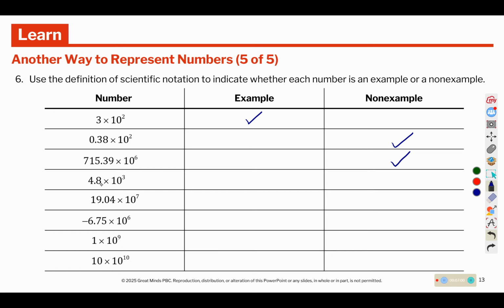4.8 is between 1 and 10. It has that single digit times the power of 10, so it is an example. 19 is larger than 10, so it is not an example.